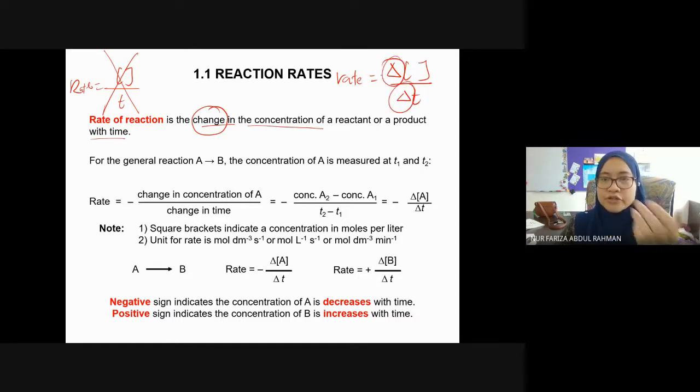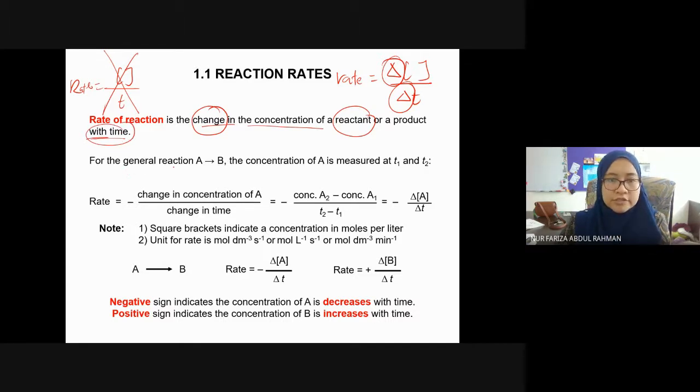That means you should have concentration 1, concentration 2, T1 and T2, so that you have to subtract these values in order to get the change. So it can be measured in terms of reactant or product over time.